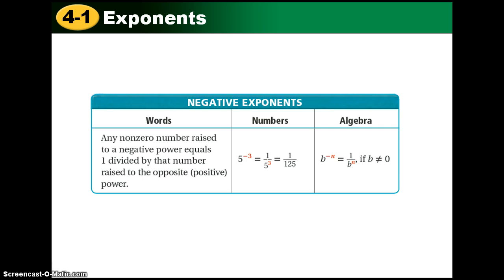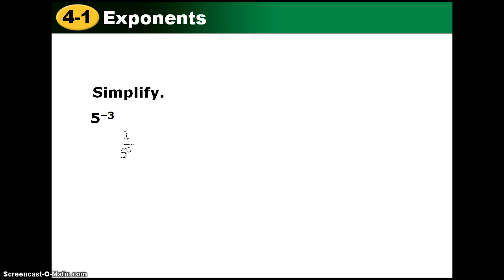What happens if we have negative exponents? Any non-zero number raised to a negative power equals 1 divided by that number raised to the opposite or positive power. So you can see the examples, 5 to the negative third is the same as 1 over 5 to the positive third. Here it is up close. 1 over 5 to the third would then be 1 over 5 times 5 times 5, which is 1/125th.